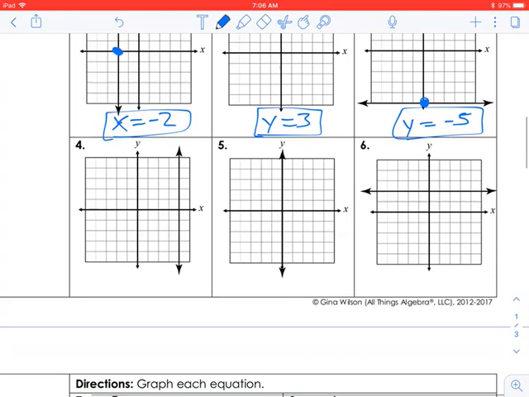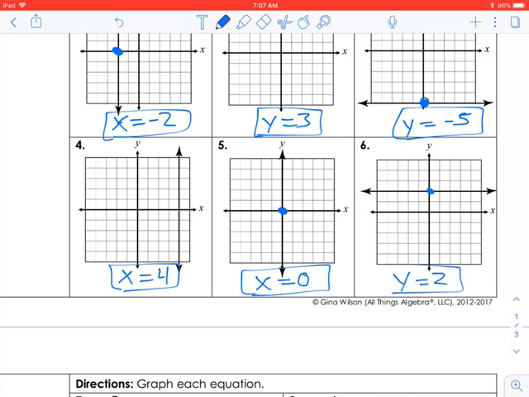Okay? And so on. We can keep going. So this crosses the x-axis at x equals 4. This one's kind of weird. It's crossing at 0, but notice how it's crossing at the x-axis. It's alongside the y-axis. Okay, so there's a difference there. It's crossing the x-axis at 0, which should make sense because look at all your x values. They're all going vertical. Okay? And then the last one is crossing the y-axis at 2.